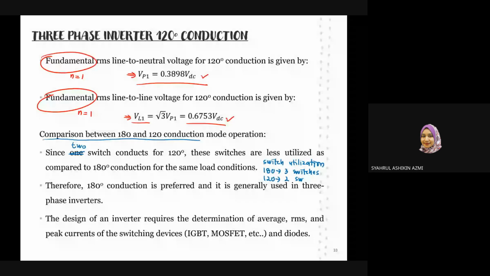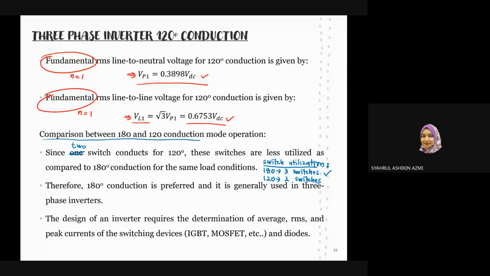For switch utilization, the indicating factor is that the more switches being used, the better the switch utilization will be. In this case, 180 has a better switch utilization because there are three switches turned on instead of two switches in 120. So that is what we call switch utilization here. That is why 180 conduction is preferred and normally used for a three-phase inverter.